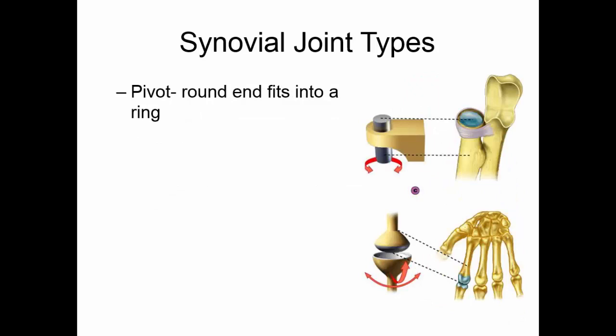In a pivot joint, we have a round end that fits into a ring. This is the radius and the ulna. This is the point on your elbow right here. This allows one bone to rotate around the long axis of another. If you put your arm out with your palm facing up and turn your palm over, that rotation occurred up in your elbow joint between the radius and the ulna. This is called the radio-ulnar neck.